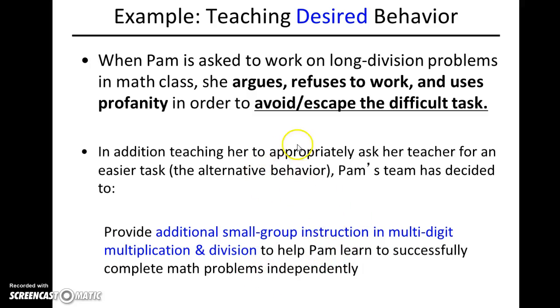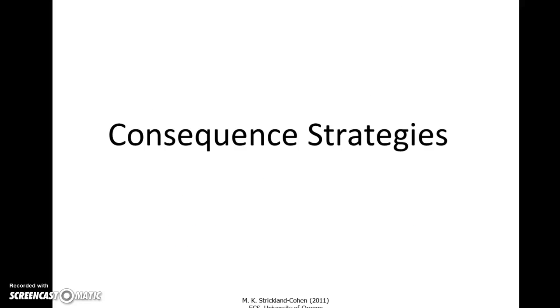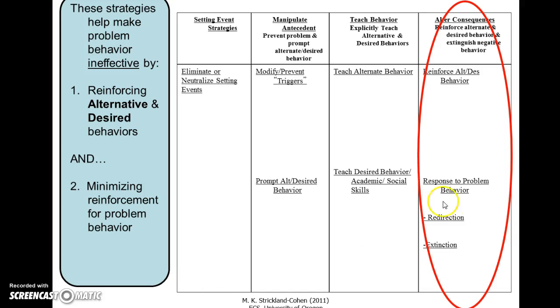So after the student's able to do the alternative behavior well, and you put this in, then the student will be able to go into the desired behavior. Okay. All right. And then the final part is the consequence altering. So you can reinforce alternate and desired behaviors, or you can extinguish negative behaviors. And we can do that here. We talked about minimizing reinforcement for problem behavior.